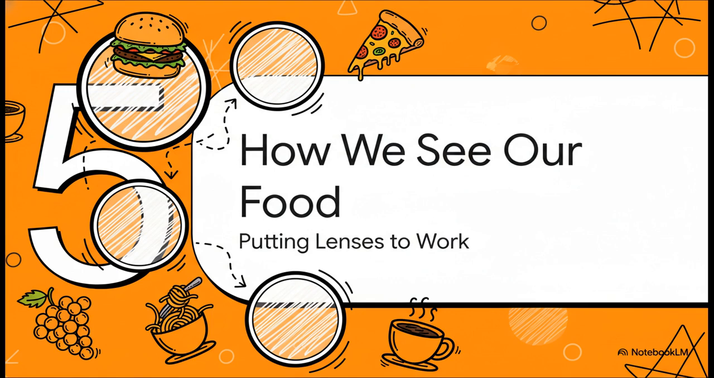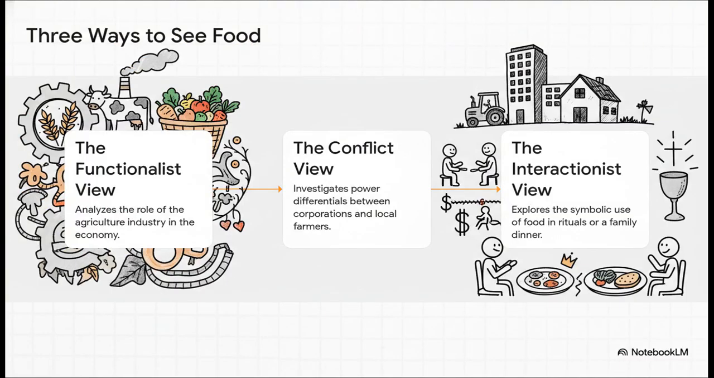Let's actually use them to look at something we all deal with every day: food. This is where you really see how these abstract ideas become super powerful tools for understanding the real world. Let's try it out. A functionalist looking at food would see the whole industry as a vital organ of society. They'd analyze how agriculture keeps the country fed and how it fuels the economy. A conflict theorist, though, they'd see a battlefield. They'd investigate the power struggles between huge corporations and small family farms, or ask why it's so much easier to find fresh, healthy food in wealthy neighborhoods.